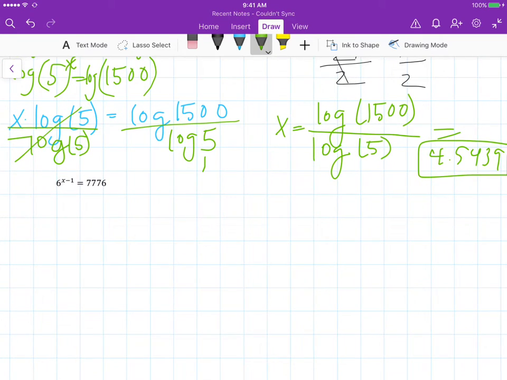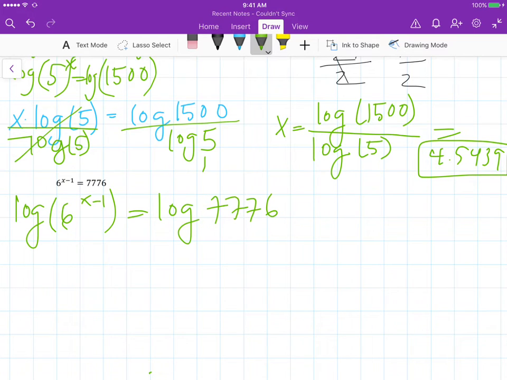Again, try this on your own. This next one, 6 to the x minus 1 equals 7,776. And then we'll do it together. So 6 to the x minus 1 equals this. Again, I don't know off the top of my head what 6 to the power of what gives me 7,776. So I have to think about how I could do this myself. Well, I can put the log on both sides. Log of 7,776. And I can use my power rule.